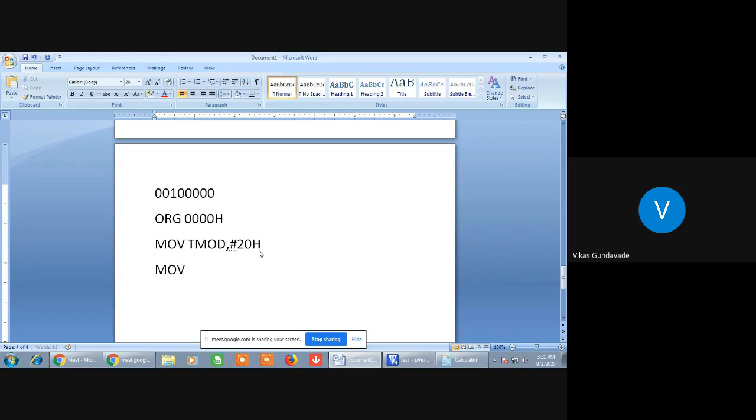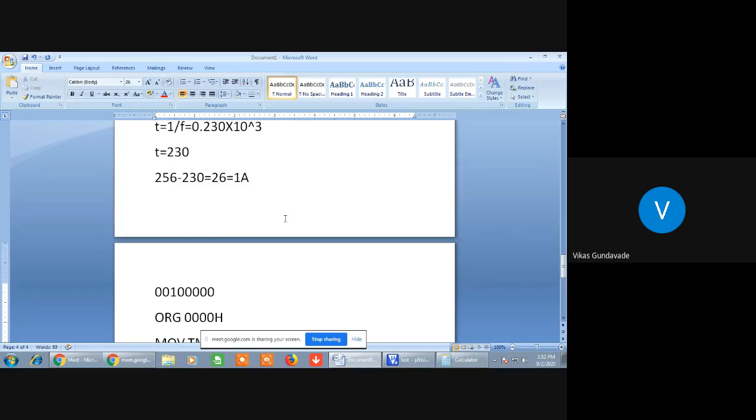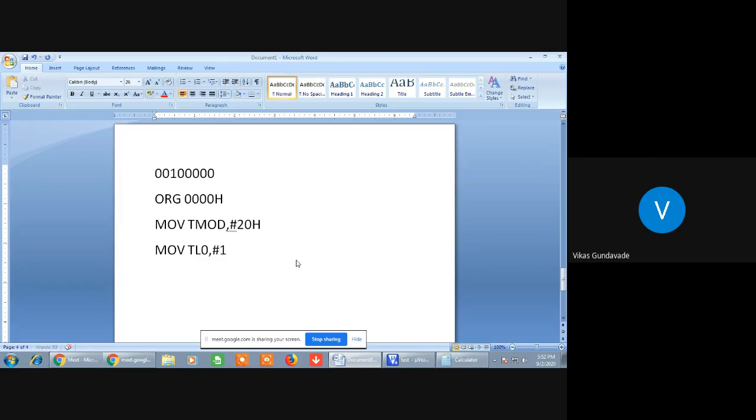Okay. Then MOV TL0 comma hash. What is the value here? 1A. So it is 1AH. Now when we are loading the value in TL0, the same value will be available in TH0. So it is not necessary to load TH0 again. So only we need to move the value into TL0. Okay. After that, simply just like the previous program, we complement port 1.0.